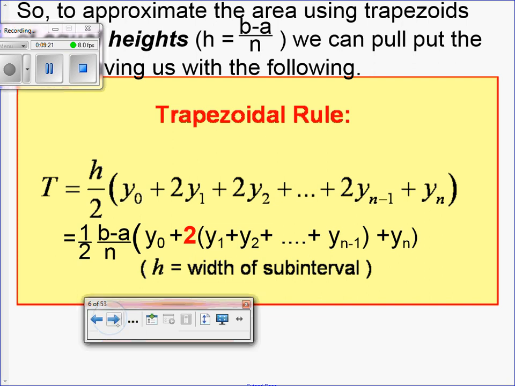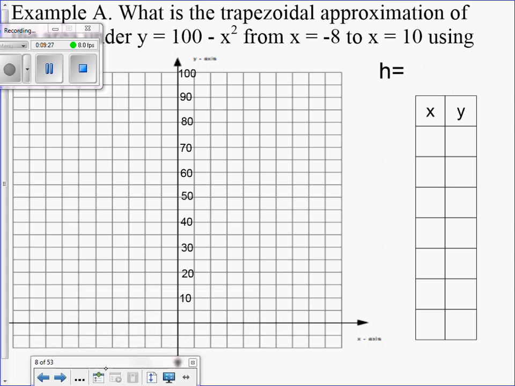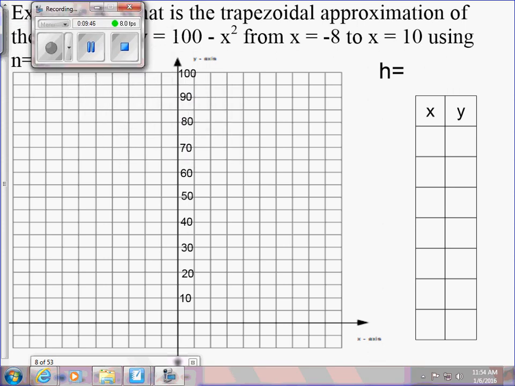All right, let's have some fun with this, shall we? There we go. Look what we're going to do. We are going to approximate the area under the graph y equals 100 minus x squared from x equals -8 to x equals 10 using, how many do I have under there? 6 trapezoids.